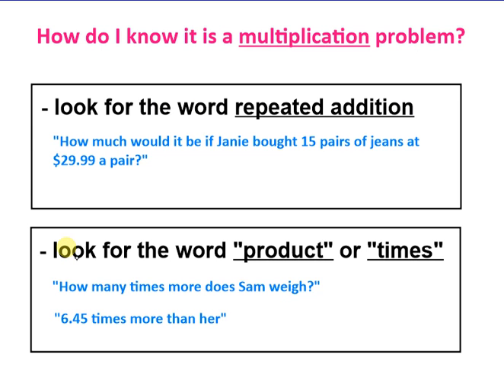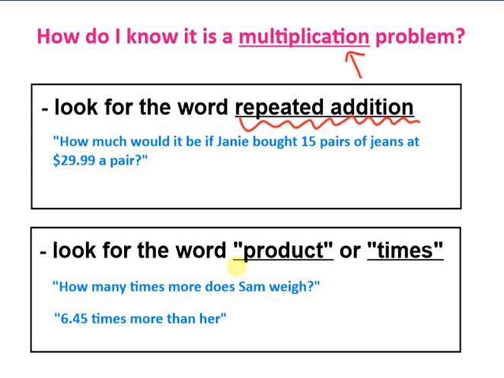So just like when we did fraction word problems, we need to learn how to identify if it is a multiplication word problem. So what do we look for? Well, first thing we're going to look for is any sort of repeated addition. Is it asking me to do addition multiple times, in which case would multiplication be an easier way to do it? So for example, how much would it be if Jane bought 15 pairs of jeans at $29.99 a pair? So you could actually do $29.99 and add it together 15 times, or you can just do $29.99 times 15.